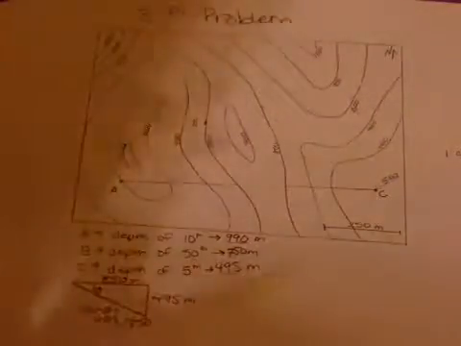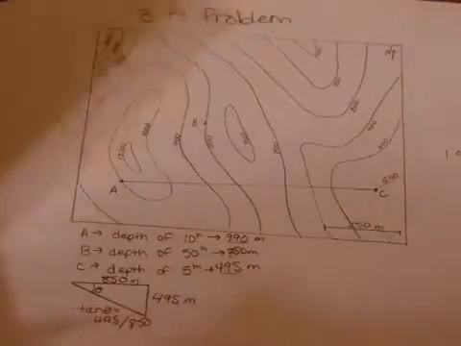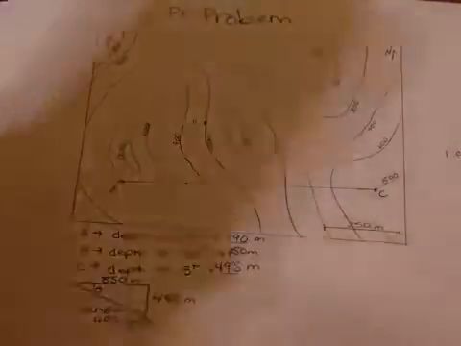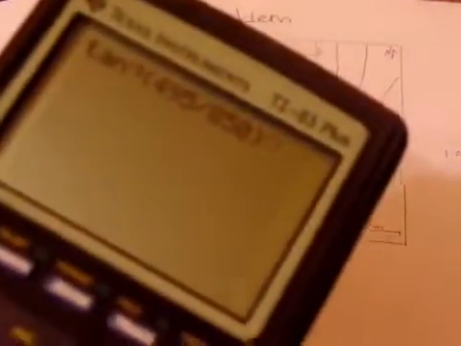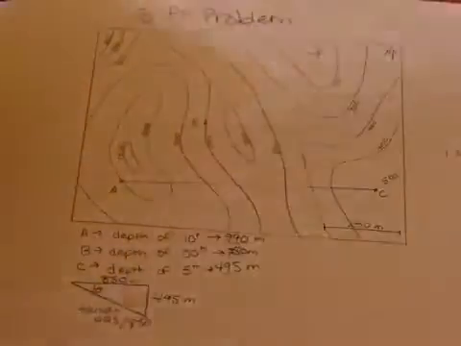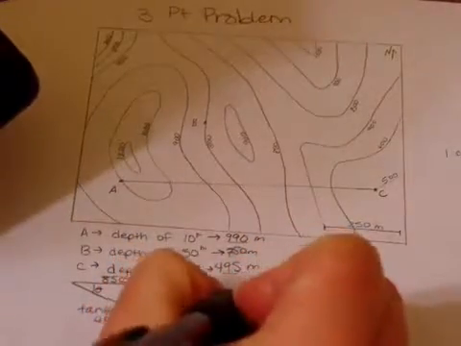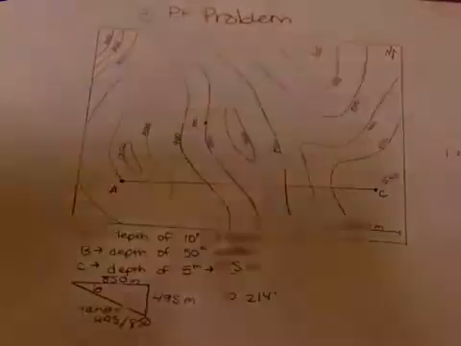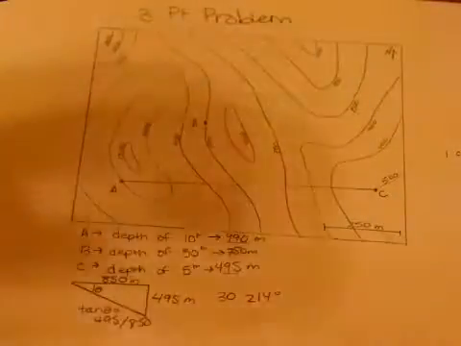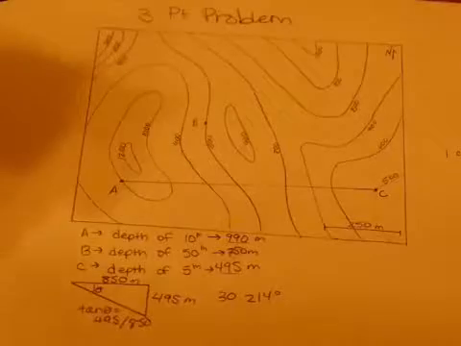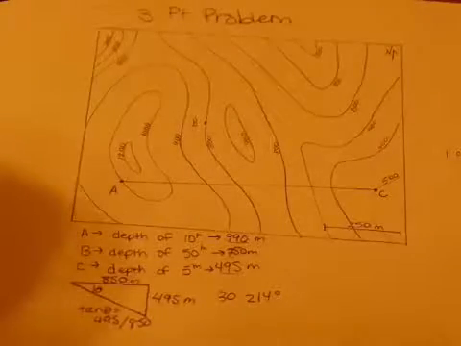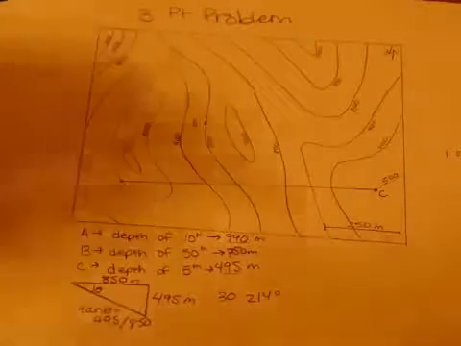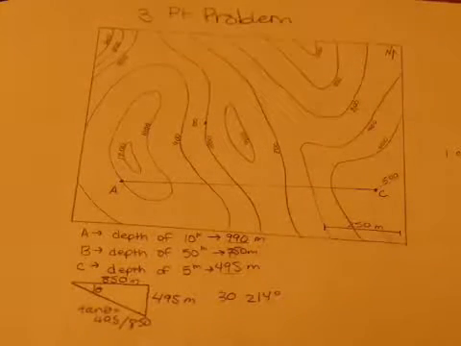And you are going to have to use the arctan function here. Make sure your calculator is in degrees. That's what it should look like. And we get 30.214 degrees. That's your apparent dip between those two. But again, we're looking for a true dip. So then what we're going to do next?